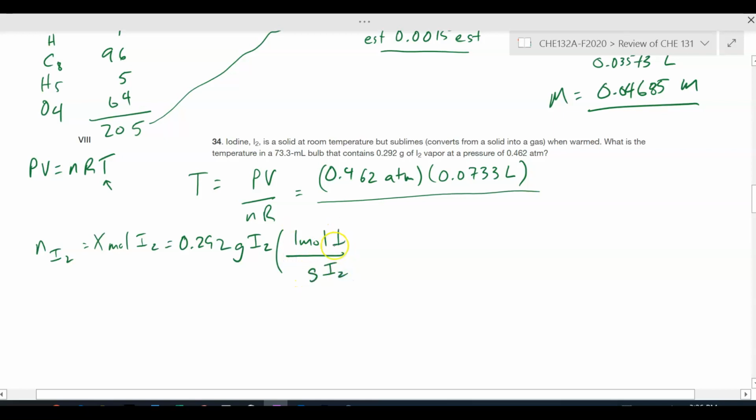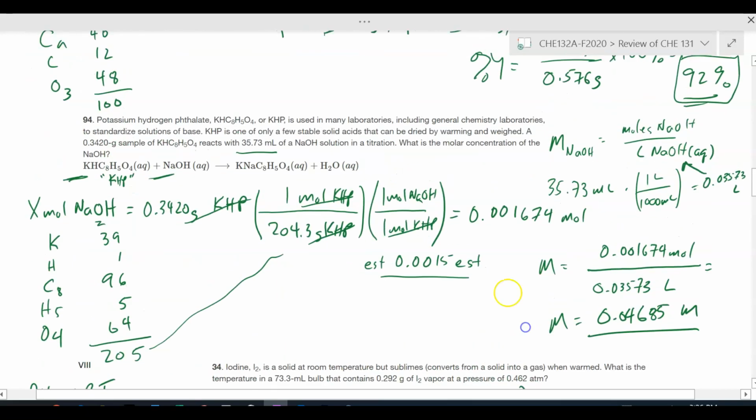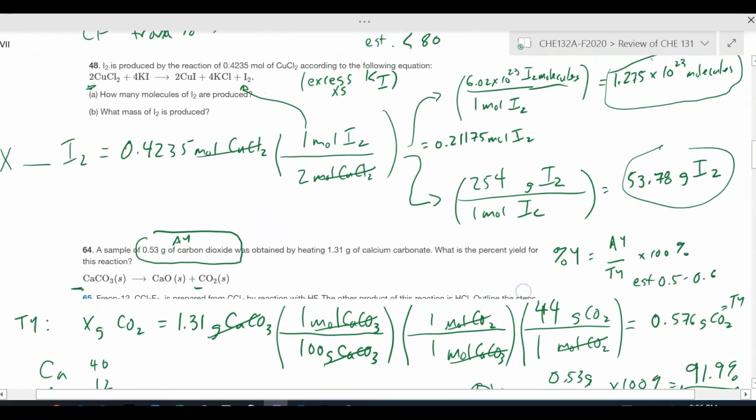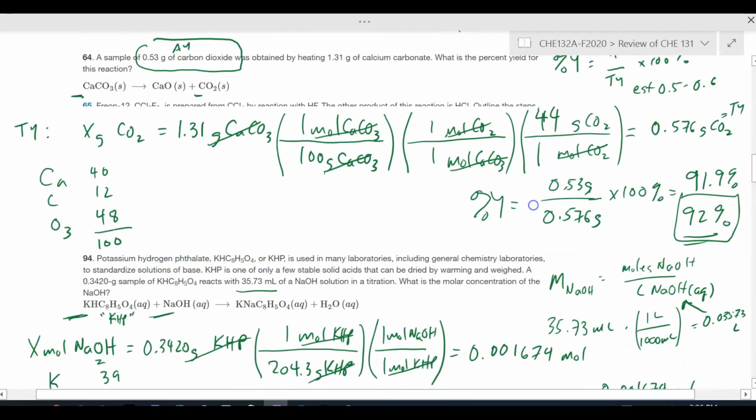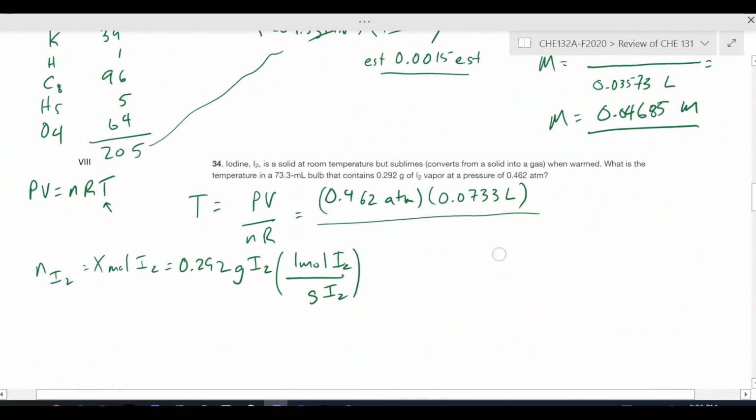And I feel like we used that just a little bit earlier. Let's look up here. Is that 254? Yeah, right there. We just used it right there. We called it 254. So that's handy. I'll just write that again here, 254 grams of I2. So 0.292 divided by 254, that comes out to be 0.00115 moles of I2 basically.